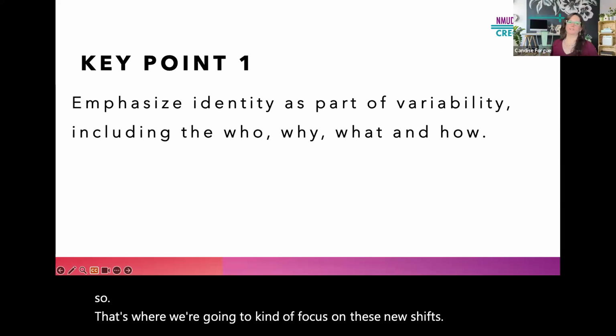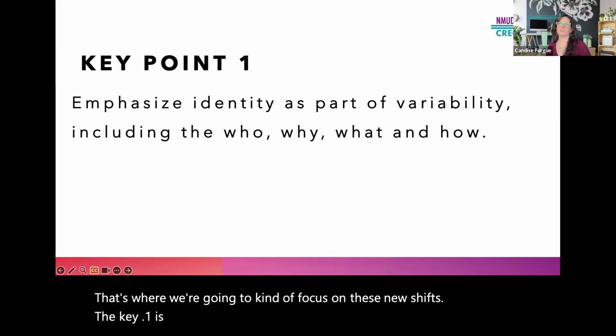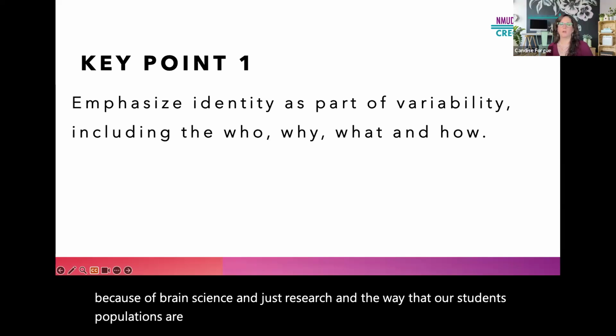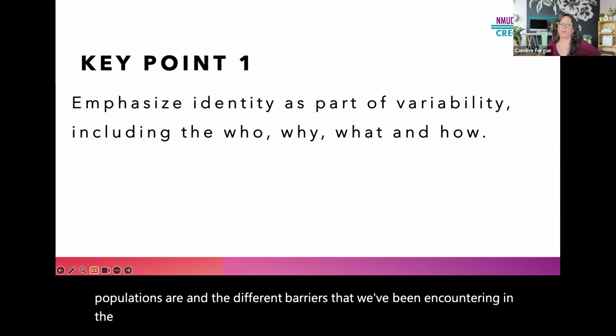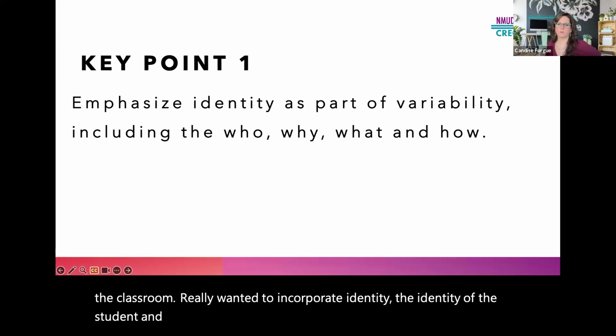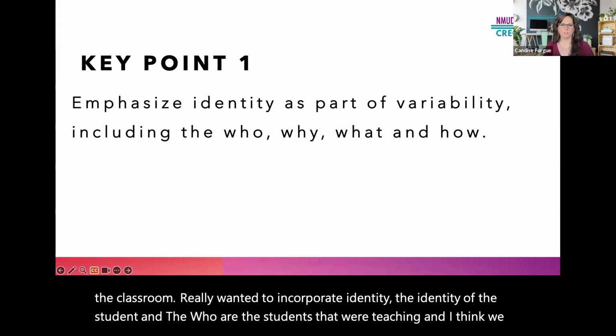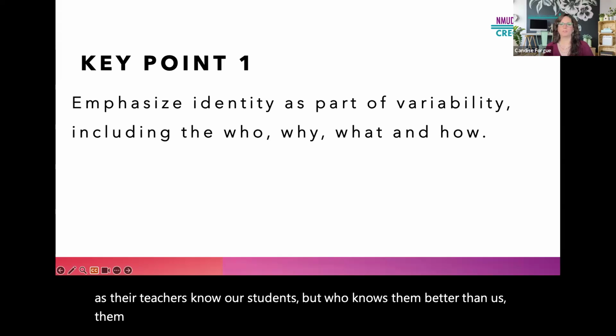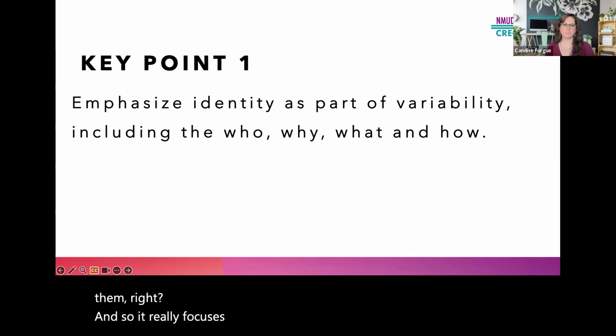The key point one is this is some of the changes that they've made, like I said, because of brain science and just research and the way that our students' populations are and the different barriers that we've been encountering in the classroom. Really wanted to incorporate identity, the identity of the student, and who are the students that we're teaching. And I think we, as their teachers, know our students, but who knows them better than them, right? And so it really focuses on that learner agency.